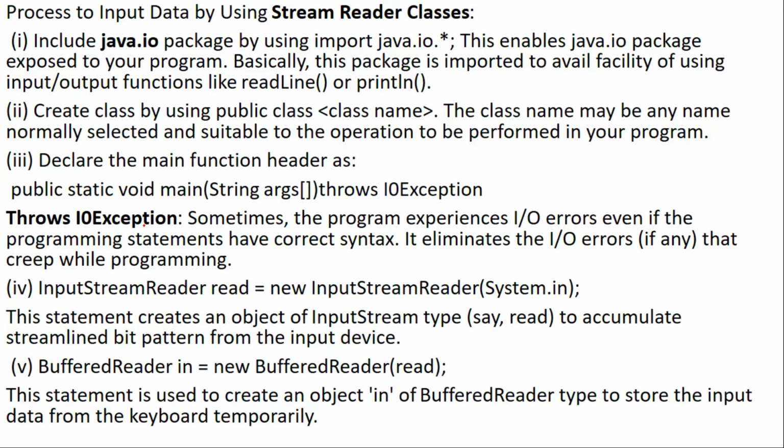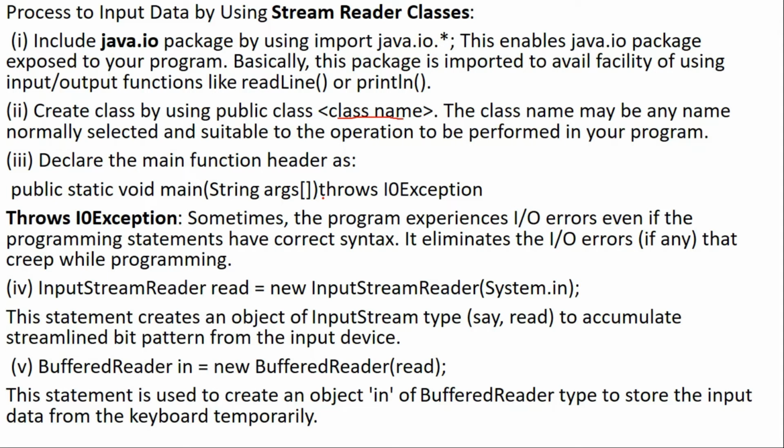Second, create a class by using public class. Here you have to write the class name. The class name may be any name normally selected and suitable to the operation to be performed in your program. After that, you have to declare the main function header. In the previous video, I have discussed public static void main String args. Now, if you are using the StreamReader class, we have to add this statement: throws IOException.